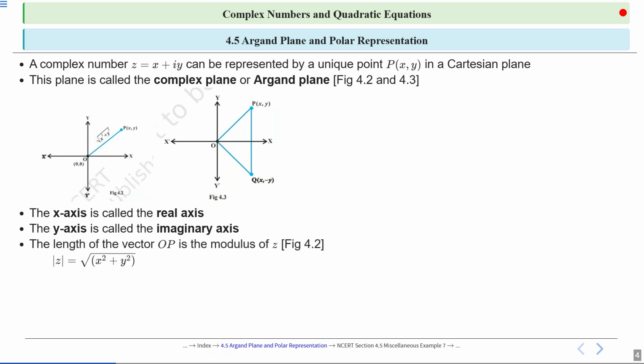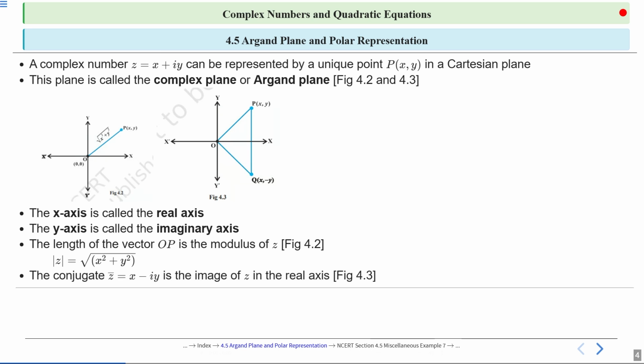Next, let's talk about the modulus of a complex number. The length of the vector OP from the origin to the point P with coordinates x, y is called the modulus of z. The formula is modulus of z equals square root of x square plus y square. Here, x is the real part and y is the imaginary part. So this is just like finding the distance from the origin to the point x, y in the plane.